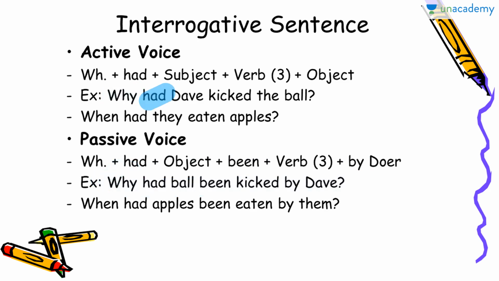Had remains as it is. The thing on which work is done is ball, which is written after had, then been. Kicked, third form of verb, remains as it is, and then by whom? By Dave. Another example, when had apples been eaten by them? So here we see that when word remains same, had remains same, then we write the thing on which work was done, which is apples, then been, then eaten, and then by them. So in this manner, interrogative sentences are changed from active to passive.